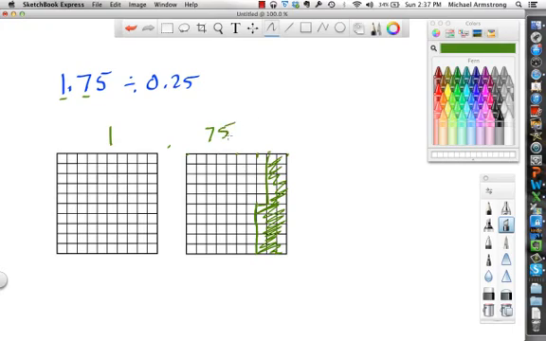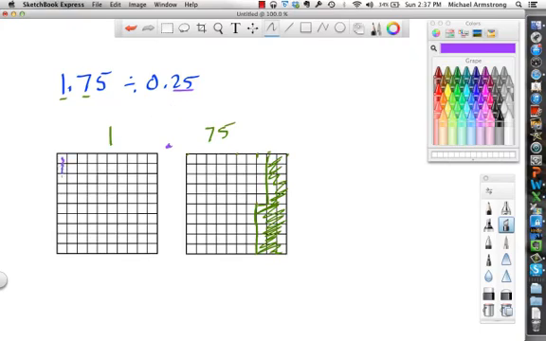Okay, I think that makes sense to you. And then what we're going to do is take either scissors and cut them apart, or use colors. I might give you some of these pages at school, and we'll do it that way. But this is 175 hundredths, or 1 whole and 75 hundredths. We're going to cut them into 25 hundredths pieces.